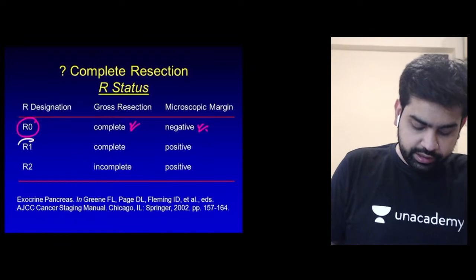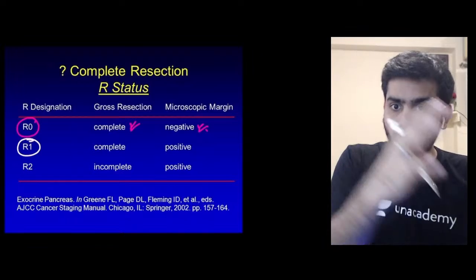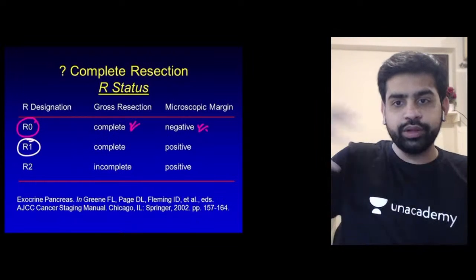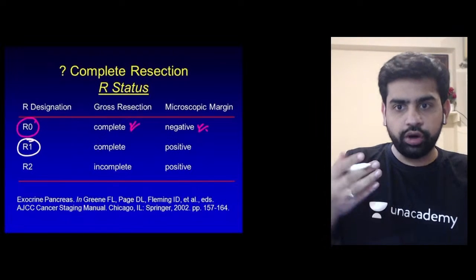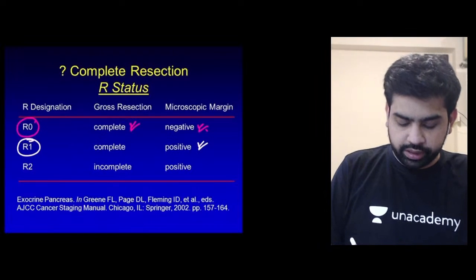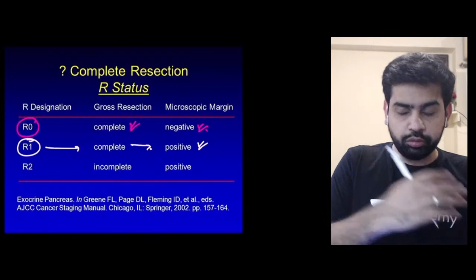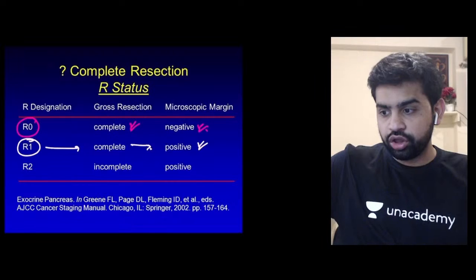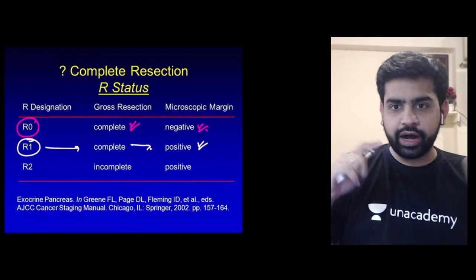If my macroscopic resection is complete, like grossly you're not leaving any tumor behind, but when the histopathological report comes back, it has some tumor involved in the margin, it is what is called an R1 resection. In this scenario, you removed all the tumor, you sent the sample for histopathological examination, and it came out positive at the margin. That is what is meant by an R1 resection.